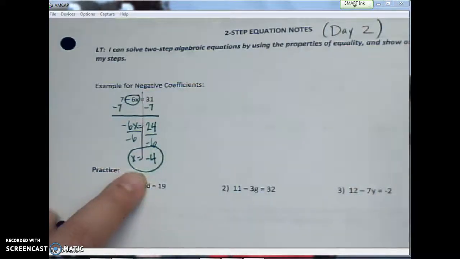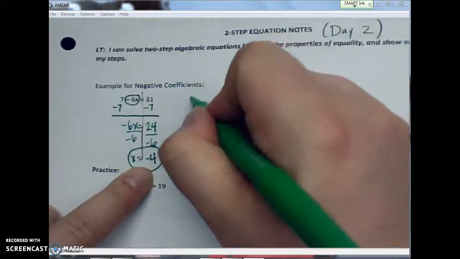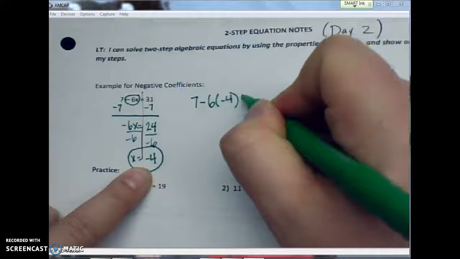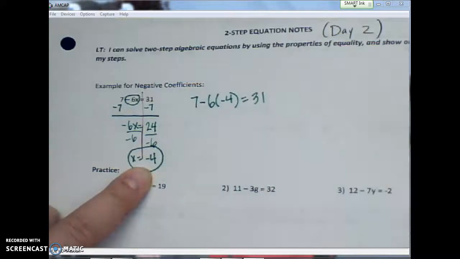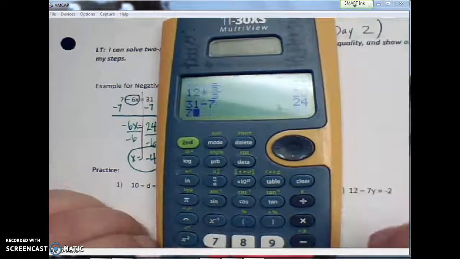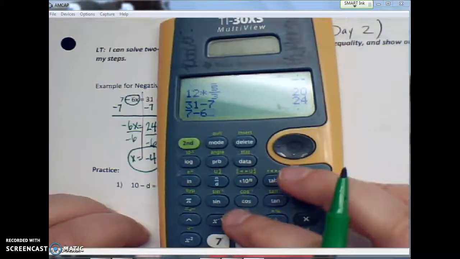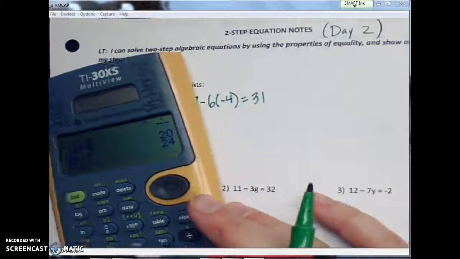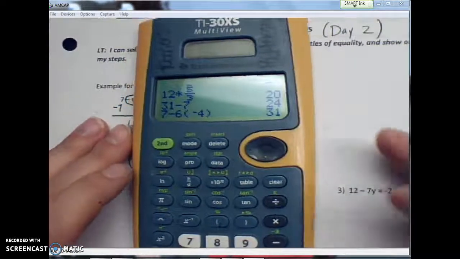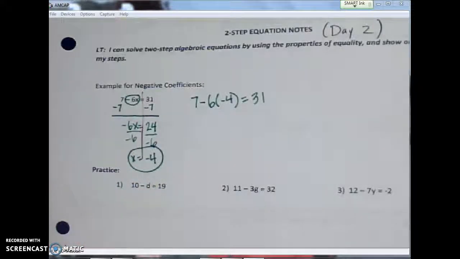So to check my solution, I'm going to come up here and I'm going to put 7 minus 6 times negative 4. Does that give me 31? So when I type that in my calculator, I'm going to type in 7 minus 6 times, what was it, negative 4, enter. And I get 31. So I know I'm correct.